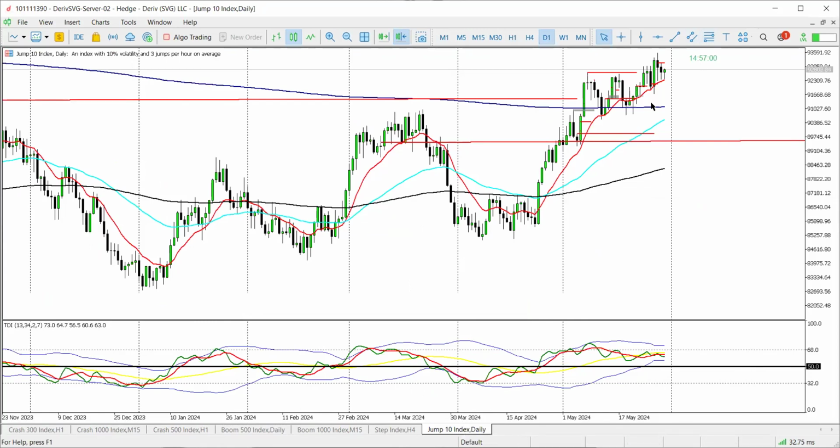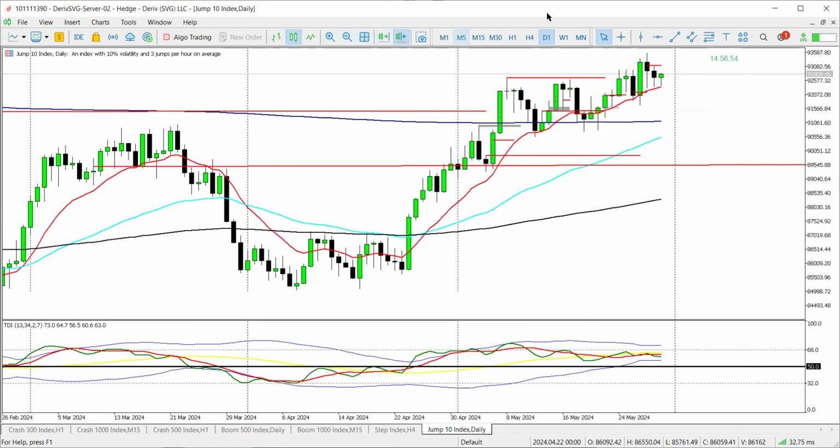Then lastly, we've got Jump 10. Right now, we are trading on a dynamic support. There is no clear direction here. If we are to zoom in, there is no clear direction right from this area. Yes, we are pushing up. We are above the 13, but there is no momentum. It's more or less like a choppy market here. Because if you notice the range of these daily candles, they're almost within one equal range. So I would say for Jump, there's nothing now until we come out of the range.